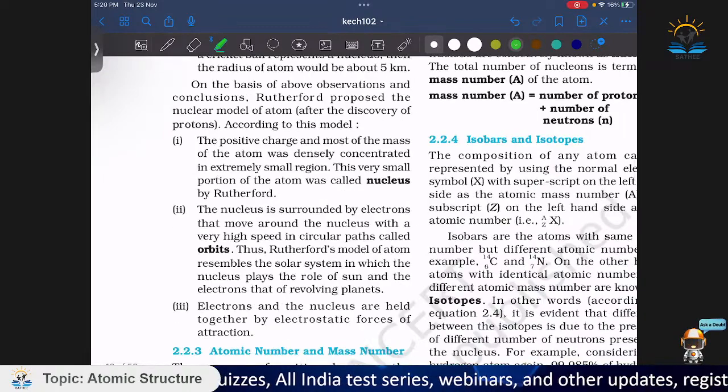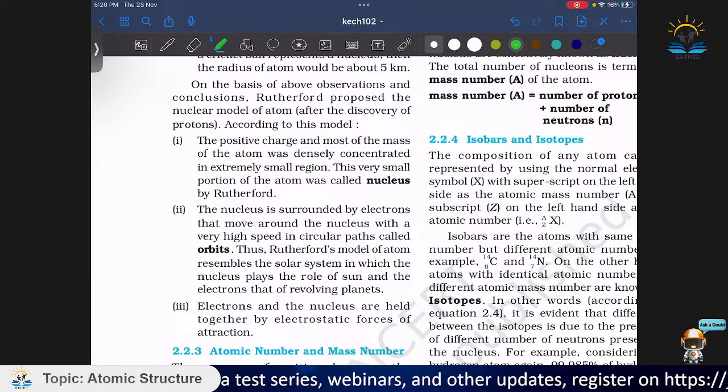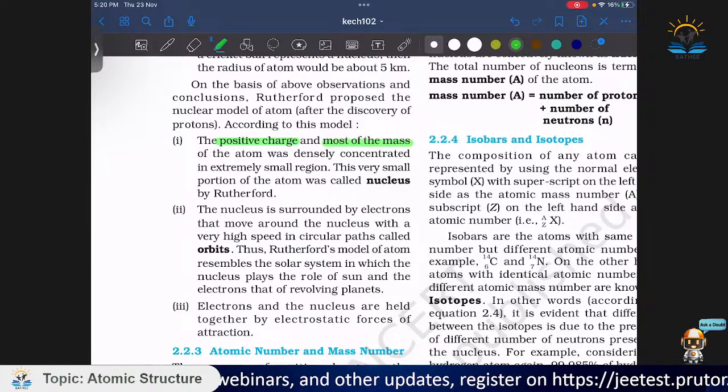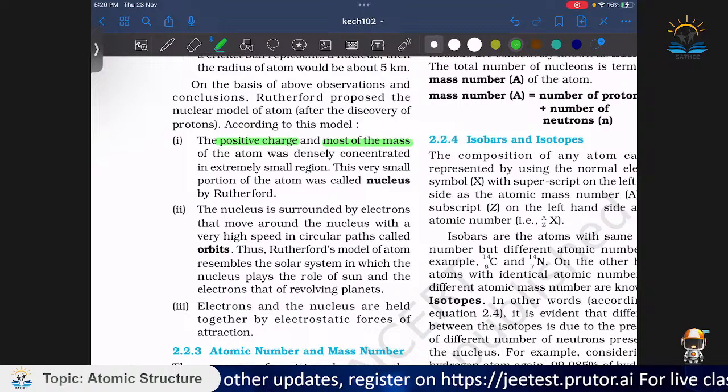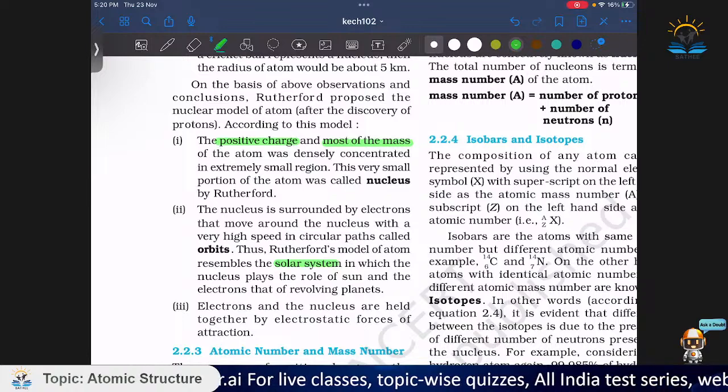He said that positive charge and most of the mass is densely concentrated in a small region called the nucleus. So what is concentrated in the nucleus? Positive charge and most of the mass. And then he said the nucleus was surrounded by electrons that move around the nucleus in high-speed circular paths called orbits. It resembles the solar system, in which the nucleus is the sun and electrons are planets. And the last point is that electrons and the nucleus are held together by electrostatic forces of attraction.